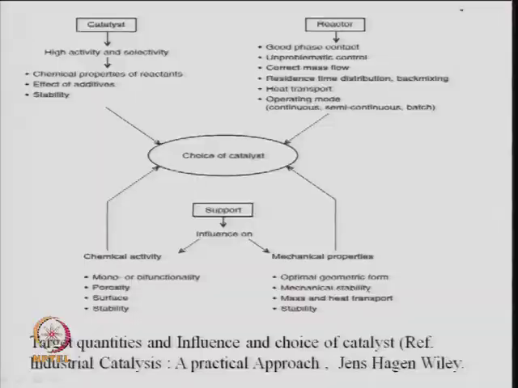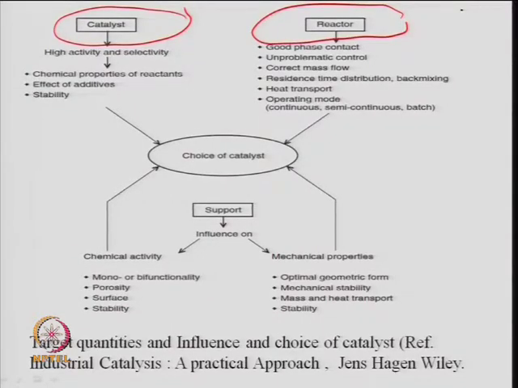So, this is just a schematic. If you look at here, the target quantities and the influence of the choice of catalyst which can affect the reactor. We have a catalyst here, we have a reactor system. So, what do we expect in the reactor? A good phase contact, unproblematic control in the reactor, good mass flow, residence time distribution should be known, degree of back mixing should be known, heat transfer should be known, that is, transport properties should be well known, and the operation mode, whether it is continuous, semi batch, semi continuous or batch, is again important.